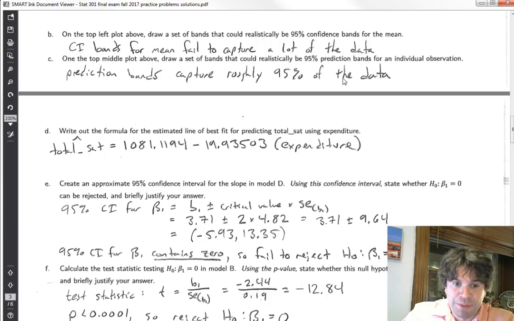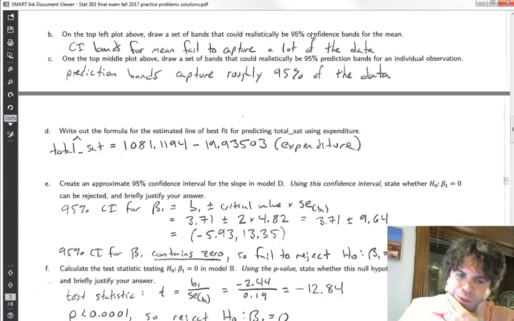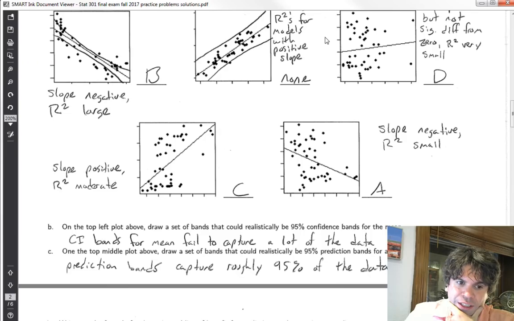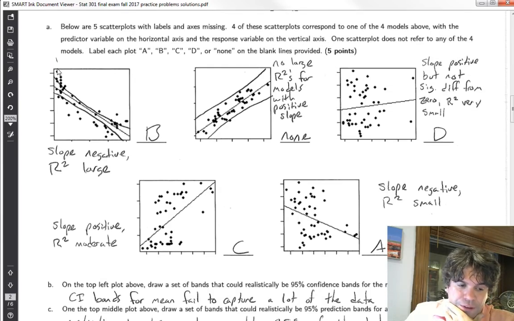And so visually, the 95% confidence bands are going to be closer to the line than the 95% prediction bands. In particular, the 95% prediction bands ought to be capturing about 95% of the data, whereas the confidence bands don't care at all about capturing the data. The point is not to capture data with the confidence bands. The point is to make an interval that is made using a method that 95% of the time would capture the population line.